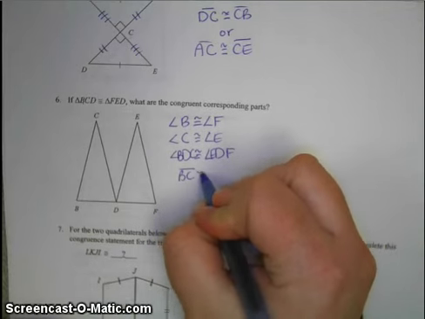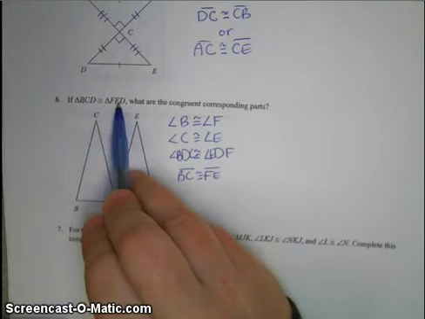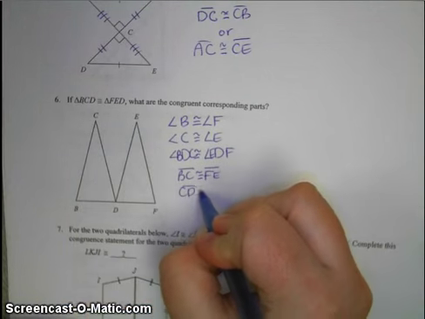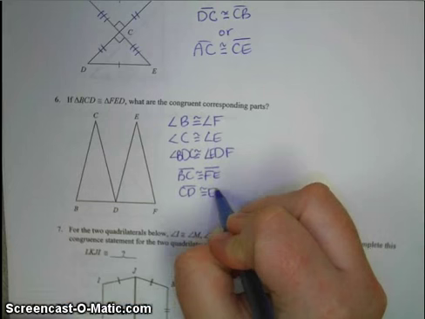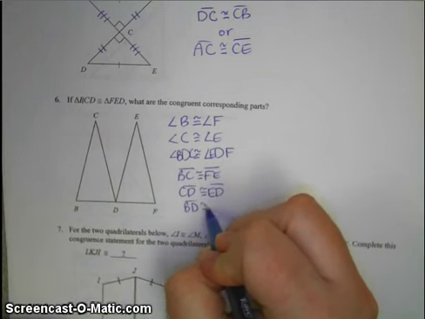Finally, what are the corresponding pieces of the segments? BC is congruent to FE, BC, FE in the same position. CD is congruent to ED. And finally, BD is congruent to FD.